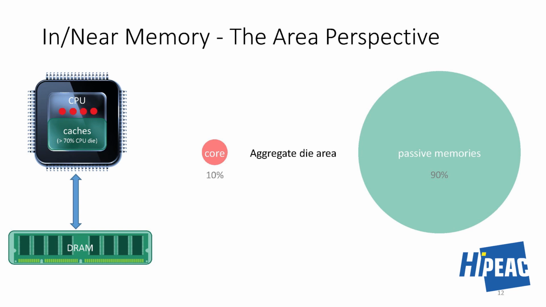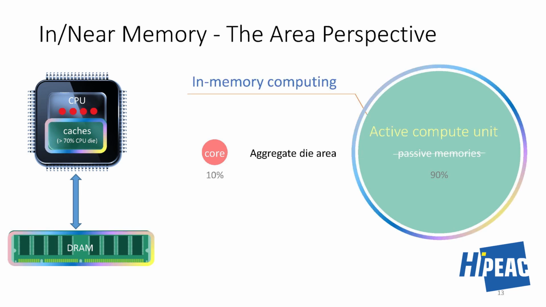And if we consider the whole system, this is how it looks. 10% is compute, 90% is passive memories. So all that silicon is just lying there storing data and not being used for compute. What in-memory computing can do is convert this passive memory into an active compute area, so it can utilize all that silicon area for computing. That is also a very important advantage of near and in-memory computing. So we saw energy and bandwidth, but never forget area. Area is also a very nice advantage of near and in-memory computing.